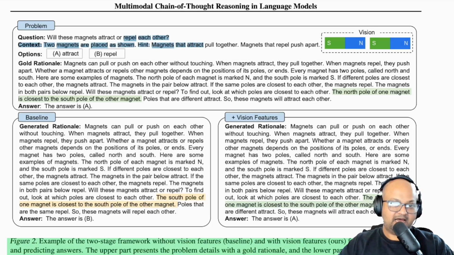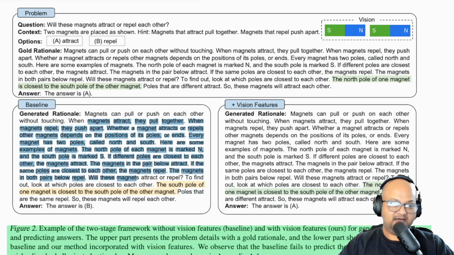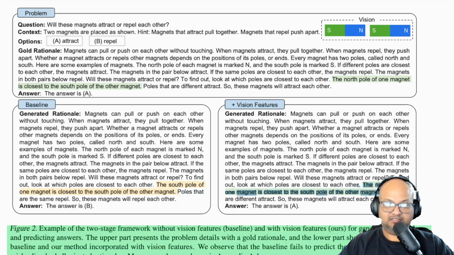Here's a question about magnets along with a picture of the magnets. And the baseline method, which is to say just the textual modality, is not able to quite understand the question and gets the wrong answer, whereas the model enhanced with vision features is able to pick up on the fact that in the image, the north pole of one magnet is close to the south pole of the other one, and that helps it to arrive at the correct answer. So that's the key idea. The key idea is that the additional information in the image is helping the LLM to make more accurate deductions.